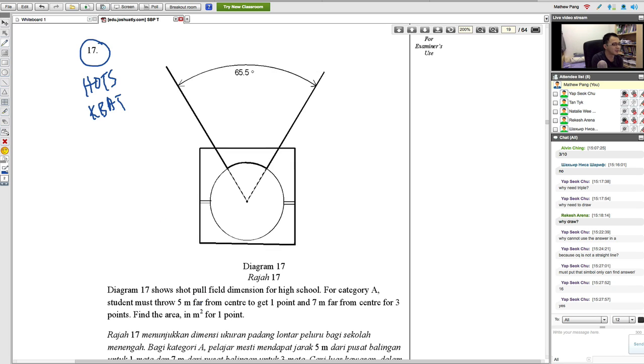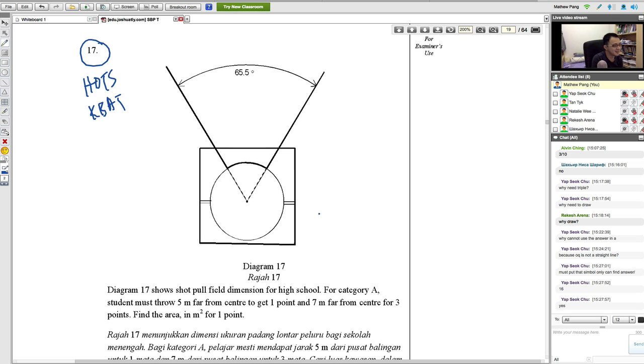This is diagram 17. It will show a shot put field dimension for high school. For category A, a student must throw 5 meters far from the field to get 1 point, and 7 meters far from the field to get 3 points. So I ask you to find the area for 1 point. Alright, this question, in the whole diagram over here, I do not see any value, I do not see any meter in the whole diagram.